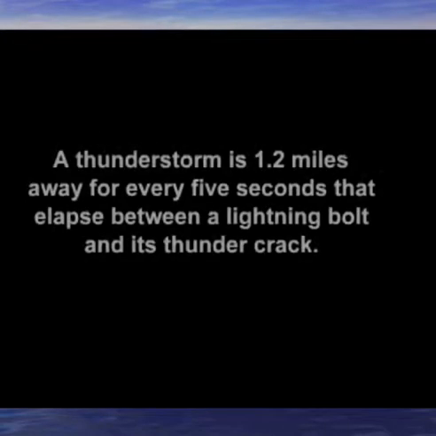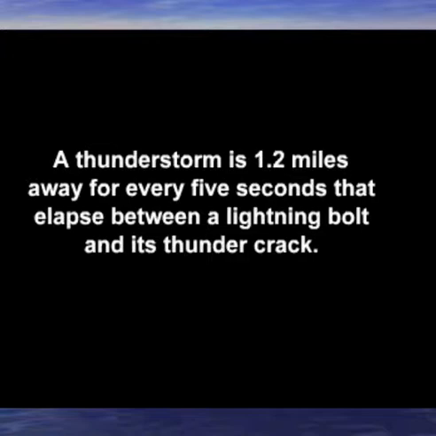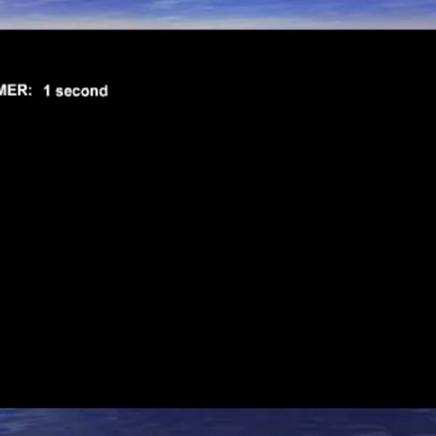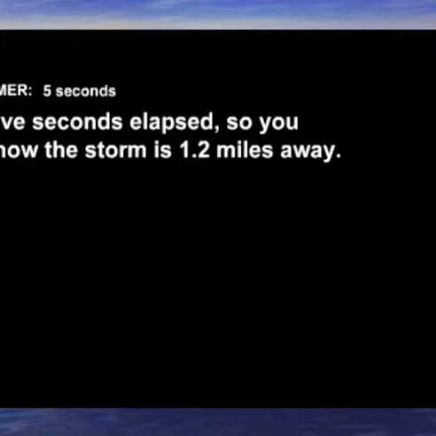Well, when does a thunderstorm occur? Let's take a look. So a thunderstorm is how far away? 1.2 miles away. For every how much time? 5 seconds elapsed. When you see the lightning, 5 seconds later, you're going to hear the thunder.